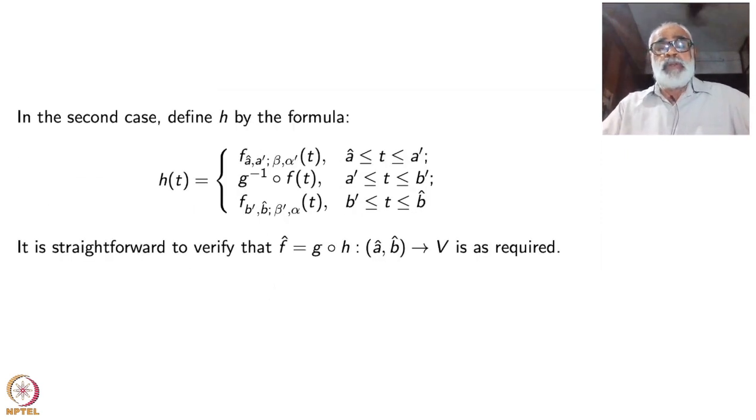So again, when you take F hat equal to G composite H, H was from (A hat, B hat) to (alpha, beta), and G from (alpha, beta) to V. G is a homeomorphism, H is a homeomorphism, so the composite is a homeomorphism.